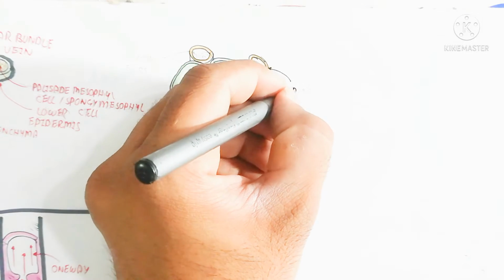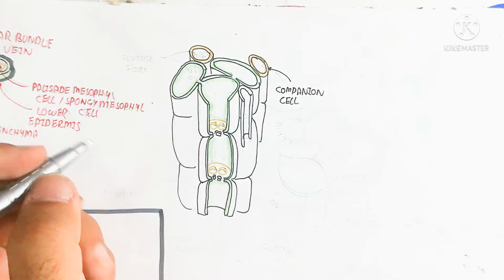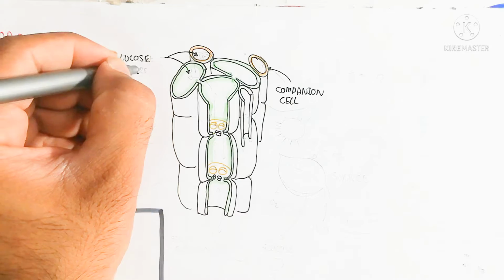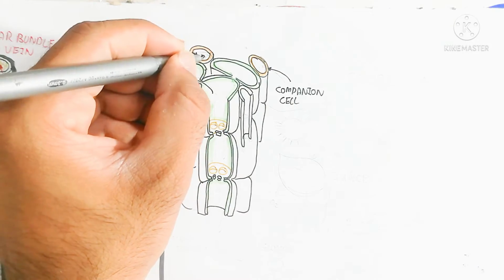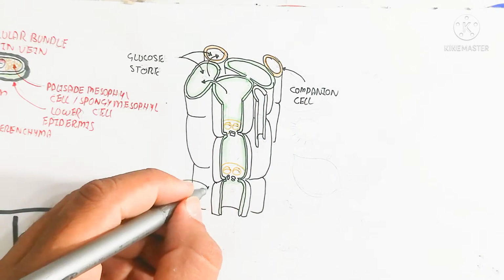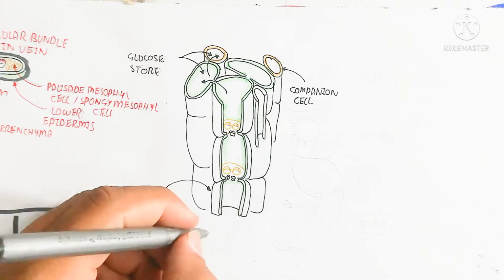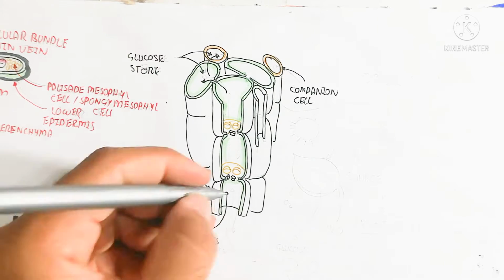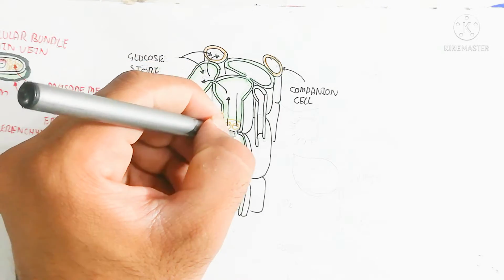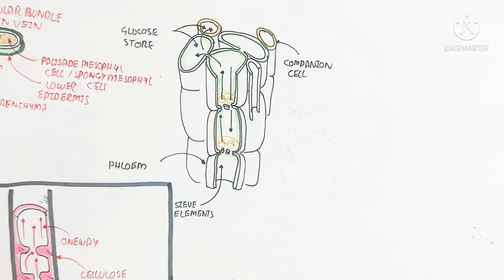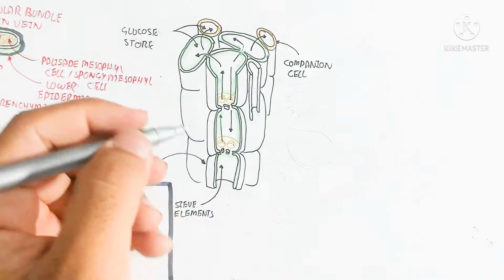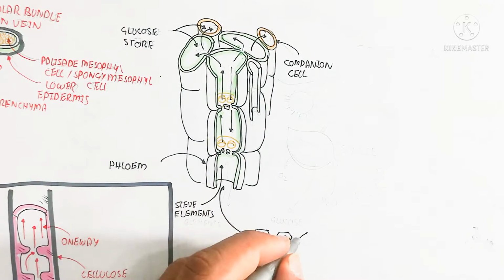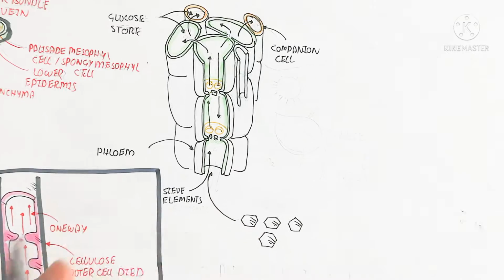Here I have drawn the phloem again. This phloem contains a sieve tube, and sieve plates are present. In this way, the glucose is stored in the companion cell after the movement from the leaf to the shoot as well as the root system. So after photosynthesis, the companion cell is used for the storage of food. So this is the sugar.